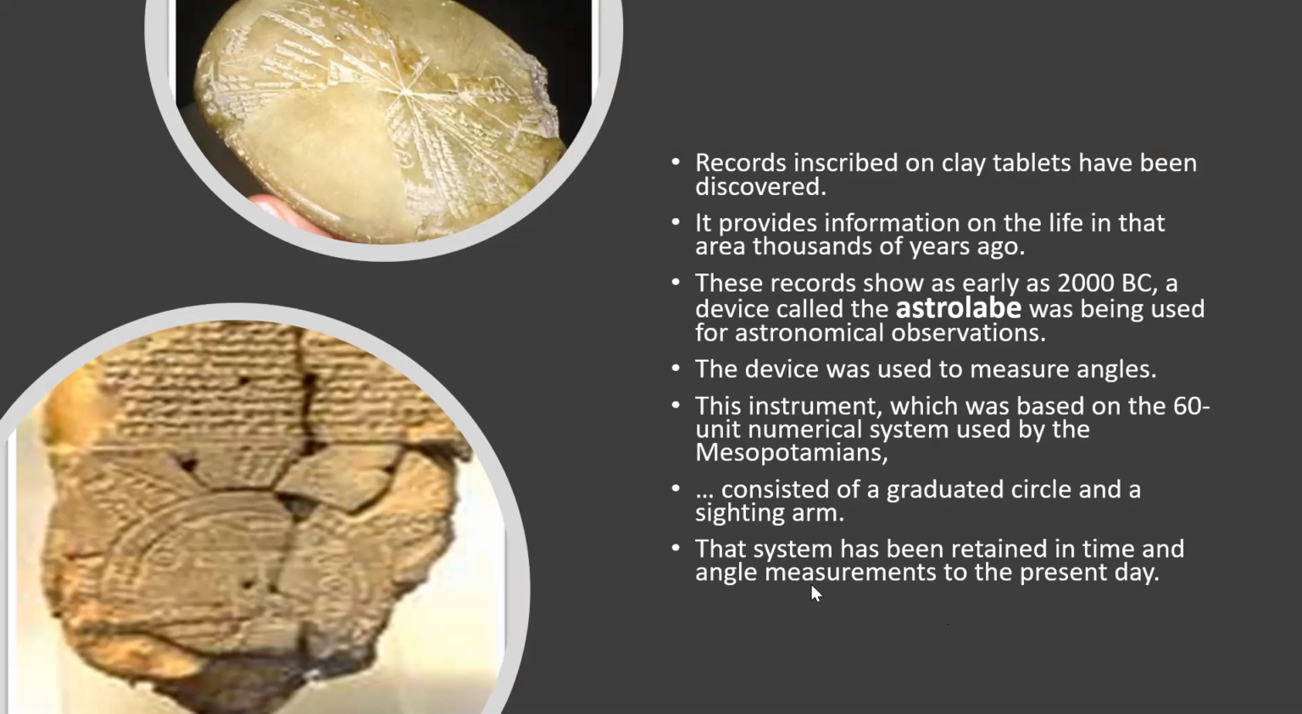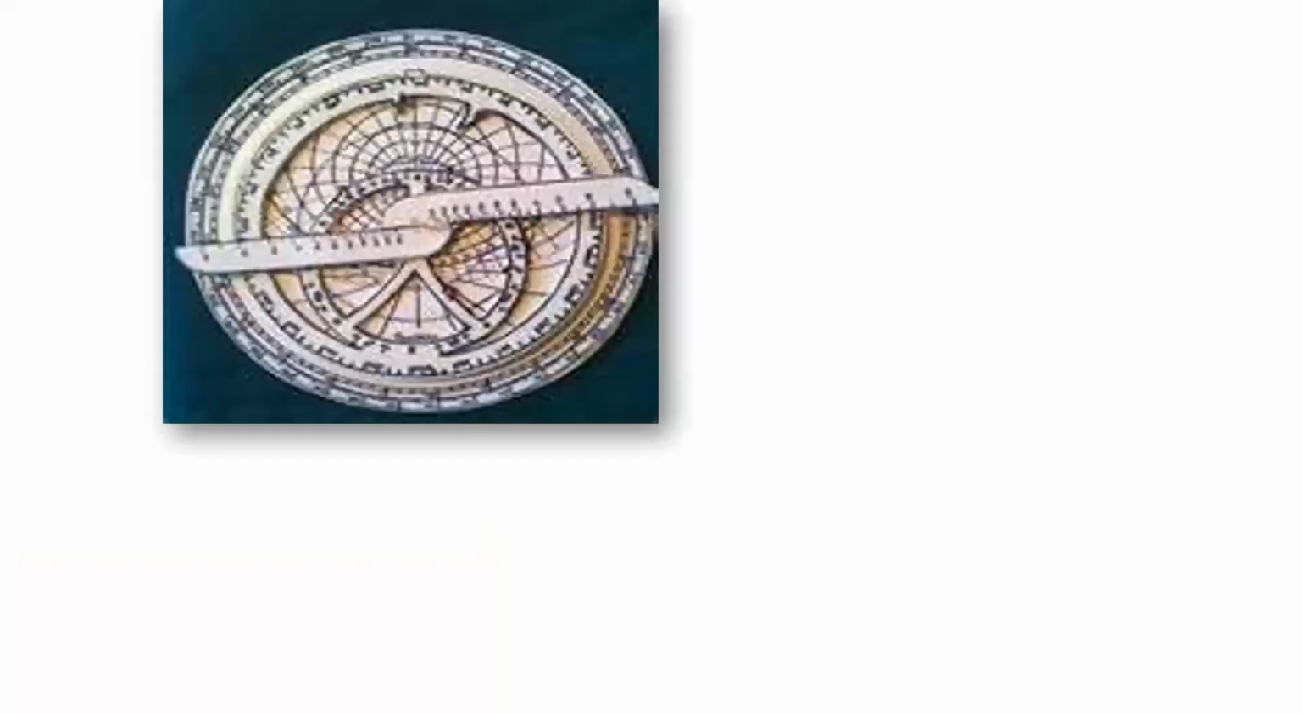This system has been retained in time and angle measurement to the present day. So this is actually like what you have as our clock currently. Please have a look at your clocks. You have a sighting arm, and then you have a circle, and you have 60 minutes, right? And then you have 24 hours, right? So please have a look at this one.